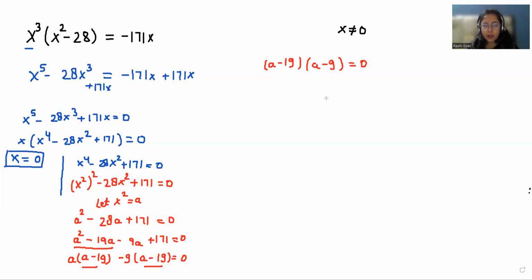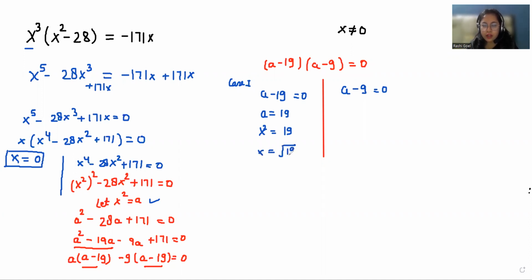Now again we have two cases. Case 1, when a minus 19 is equal to 0, and case second, when a minus 9 is equal to 0. So a minus 19 is equal to 0, so the value of a is 19, and as we know that we made a substitution, in place of a we can write x square. So x square is equal to 19, so x is equal to under root 19. So we have two values of x, either plus under root 19 or minus under root 19.